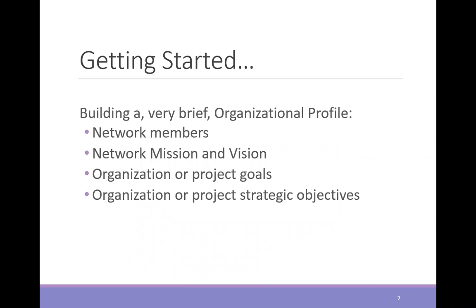To get started, please pause the presentation at this slide and go to page 3 of your workbook, Building an Organizational Profile. Spend a few minutes describing your network. This will help you keep these big picture ideas close at hand through the rest of the workshop.